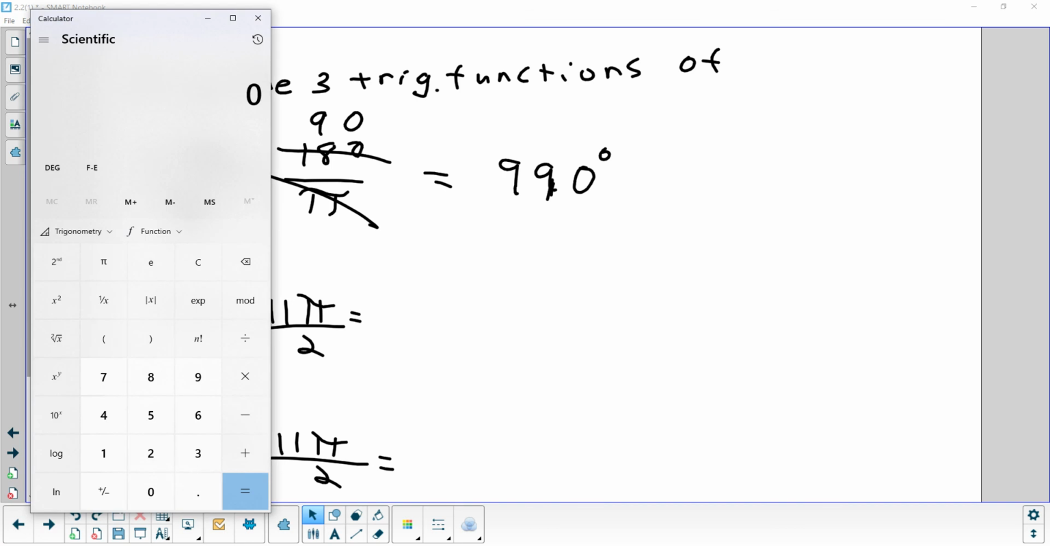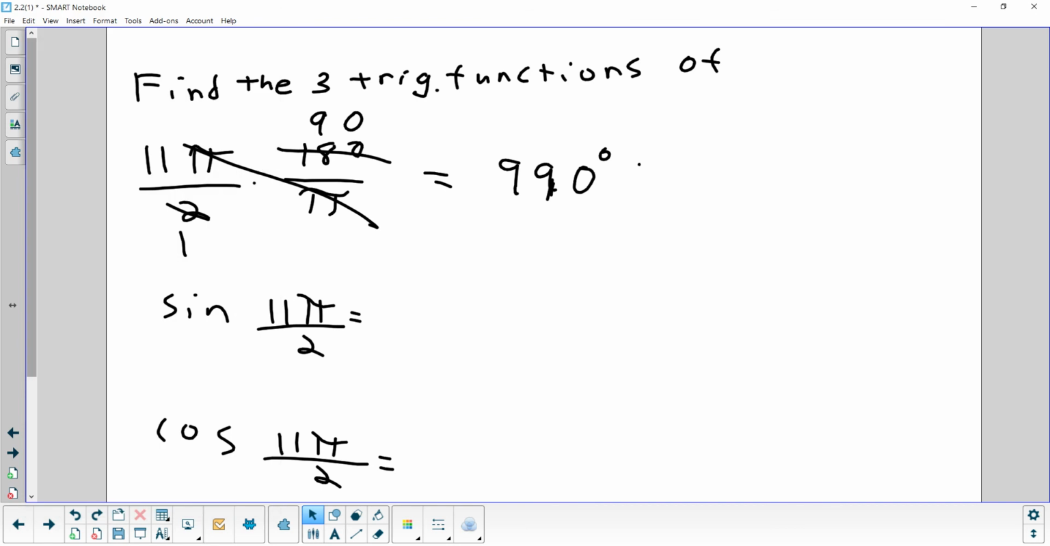Still not a great angle to work with though. What can we do to make this angle even easier to think about? Yep, Eva? So we're going to take 990 minus 360. Okay, so I got 630. What do I do now? Yep. You can subtract it again, you get 270. Do it again. 270. Okay, stop. Because now we have an angle between 0 and 360.